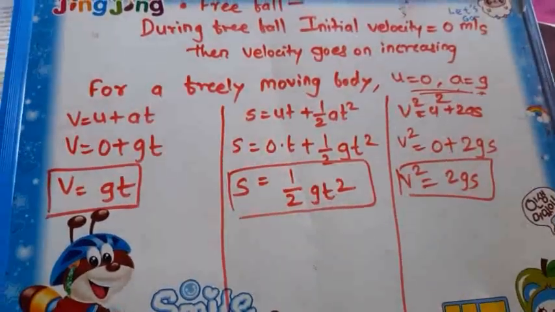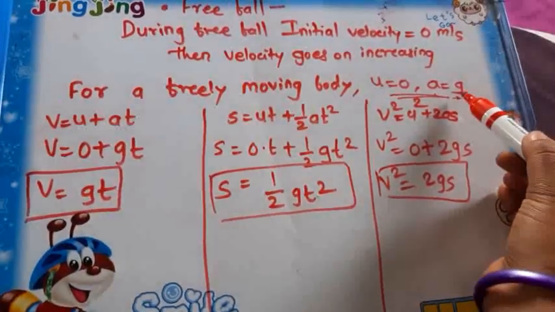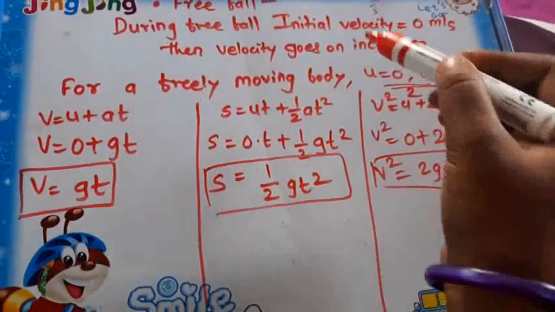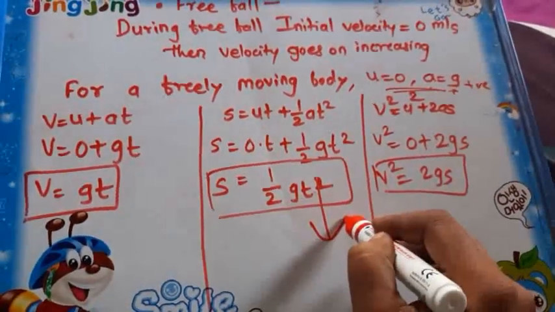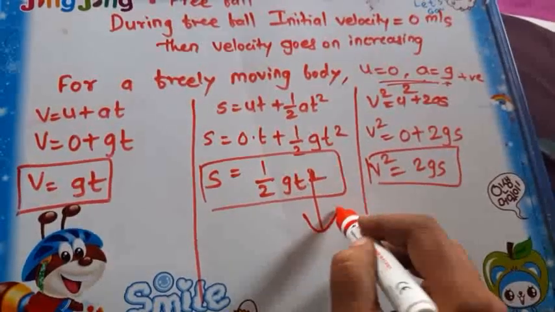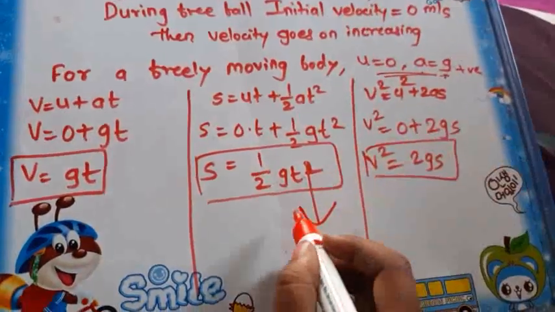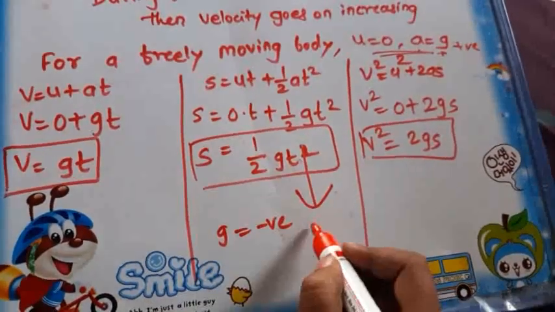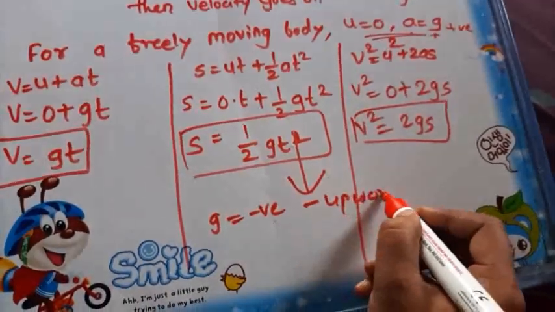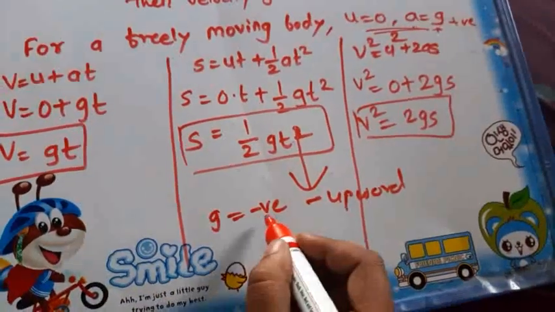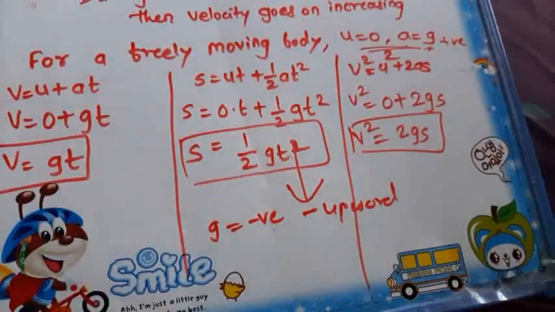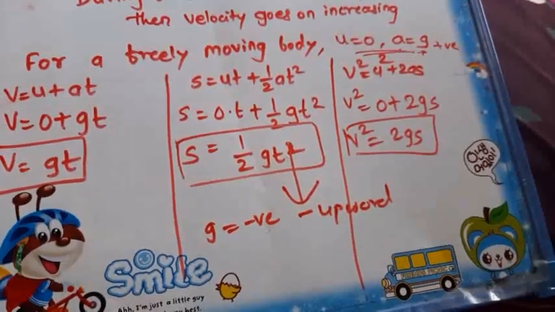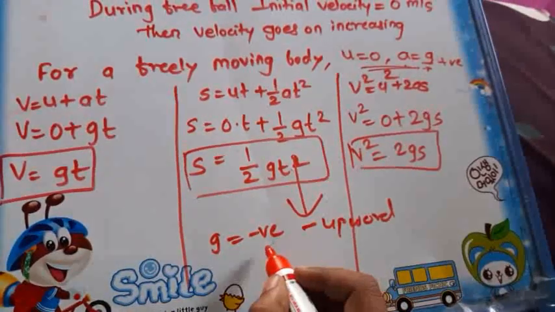Here, just one thing you remember: acceleration due to gravity is positive here because the object is falling downward towards the center of earth. But if the object is moving upward, then acceleration due to gravity g will become negative. This is for upward direction. Why? Because in that case acceleration due to gravity will be negative because it will oppose the velocity. That's why it will become negative.